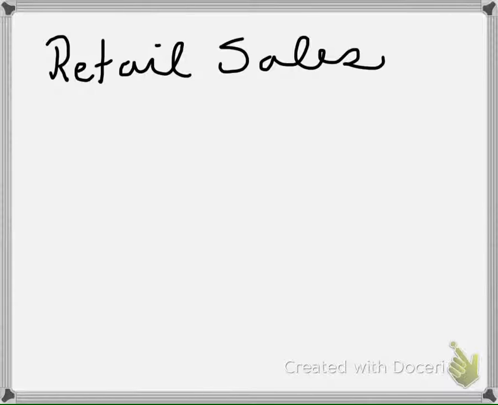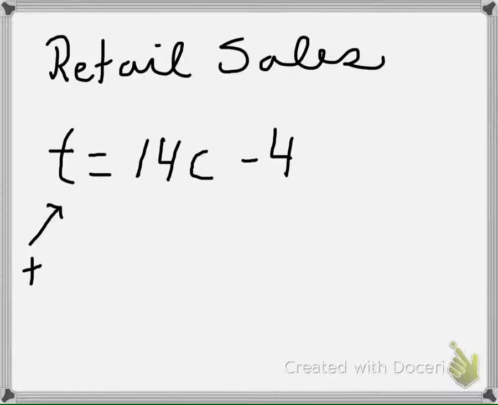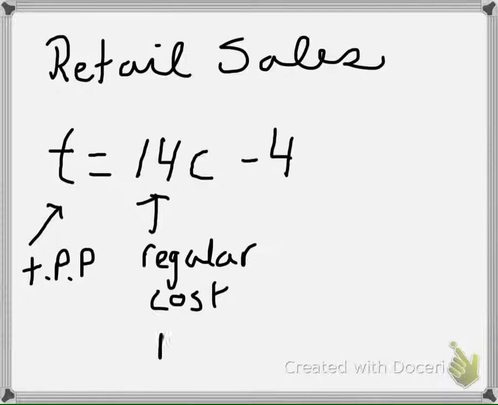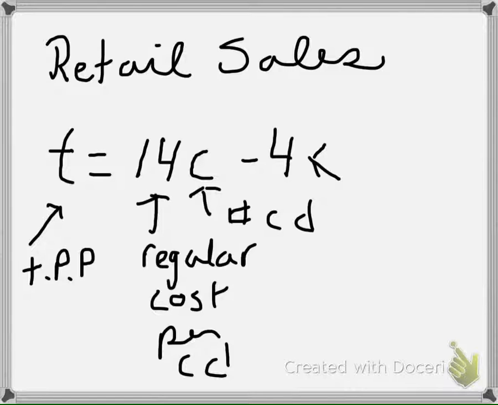Okay, the equation in this situation is T, total purchase price, is equal to $14 times C minus 4. This is total purchase price, which I'll call TPP. The 14 is the regular cost per CD, and then the C is the number of CDs, and then the minus 4 accounts for the coupon that's telling you you're taking 4 off.